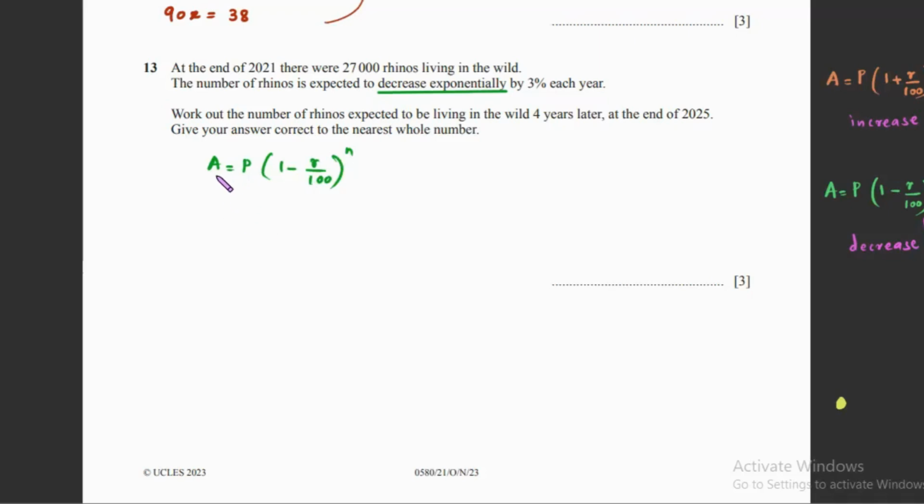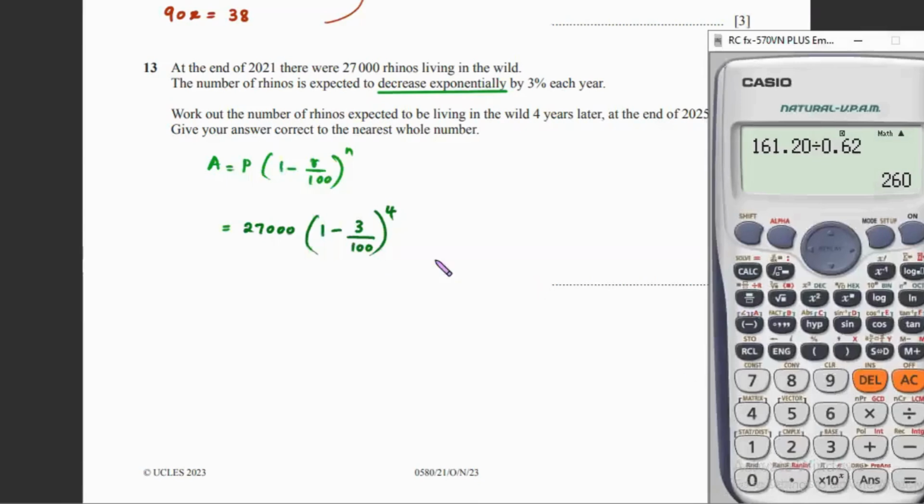The A is the final amount, and that is what we are supposed to calculate. Whereas P is the starting amount, the amount that it started with. In this case, there were 27,000 rhinos in 2021. So I'm going to put that 27,000 here. You multiply that with 1 minus R over 100, where R is the rate, which means the percent. In this case, it's 3%. So I can write it as 3 over 100. And n is the power, n is the number of years. So in this case, we are supposed to calculate after 4 years. So n is equal to 4. Now, I'm going to put this in the calculator and see what I end up getting. That will be the final answer.